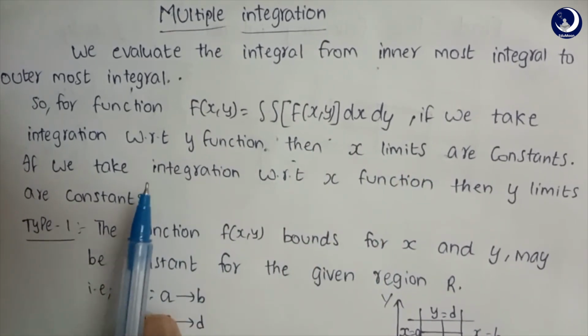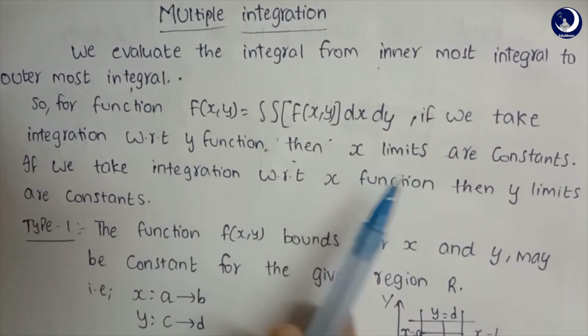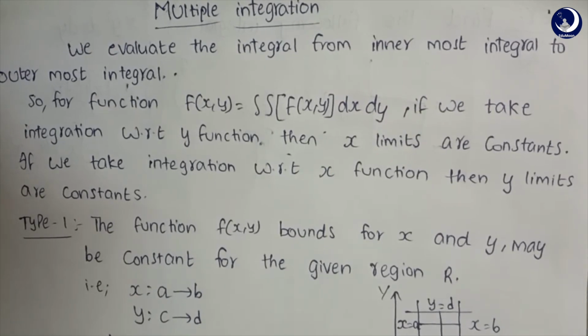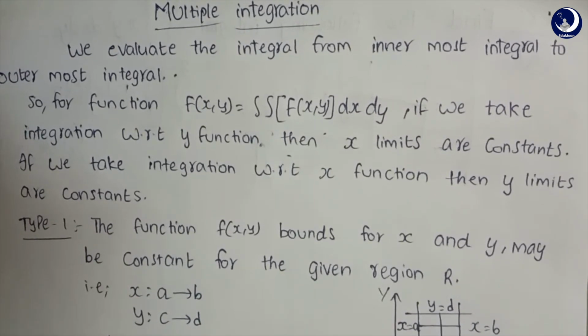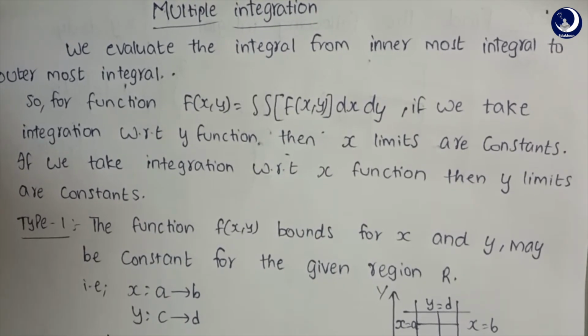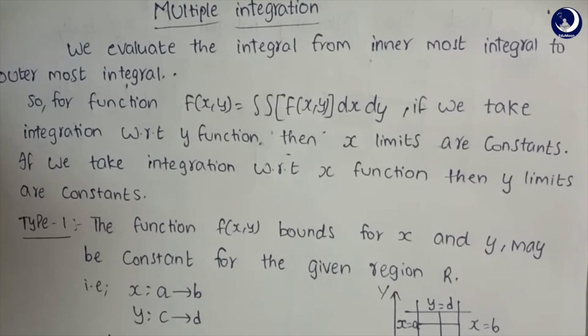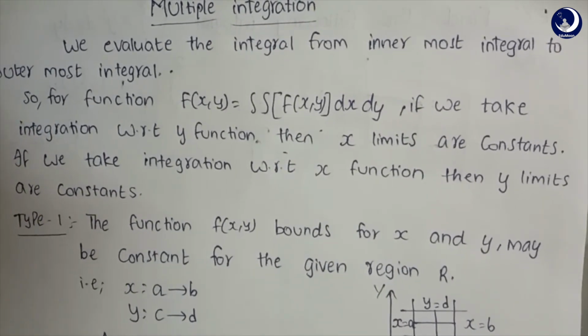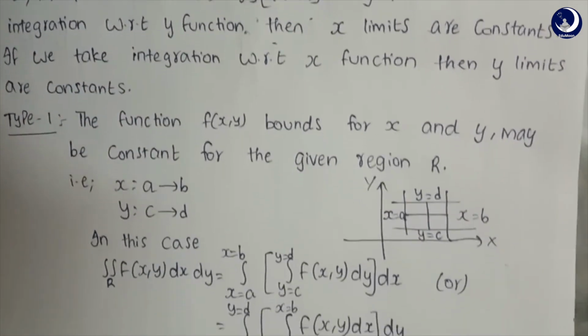If we take integration with respect to y, then the x limits are constants. If we take integration with respect to x, then the y limits are constants. That means if we take one function in the integration, then the limits of the other variable are constants. It was explained. So there are 3 types. First we explain type 1.